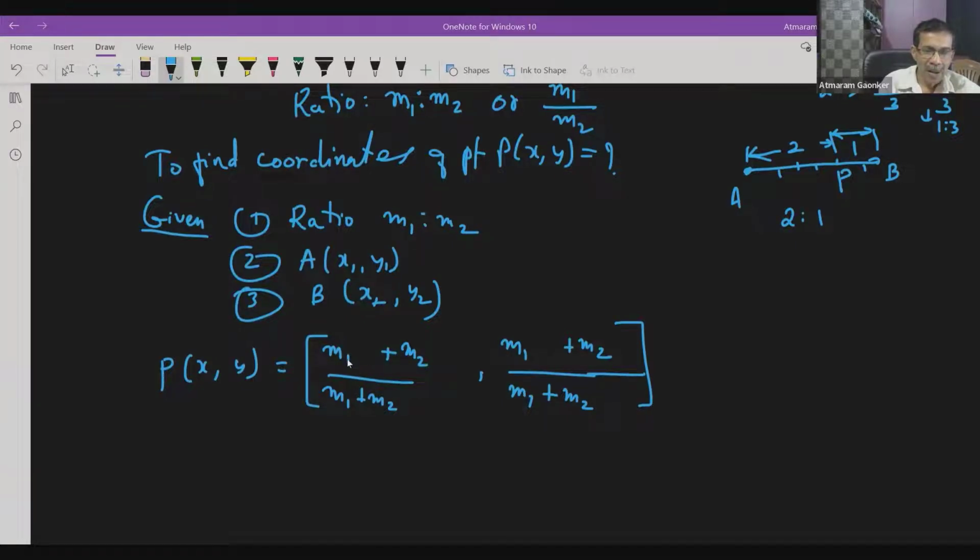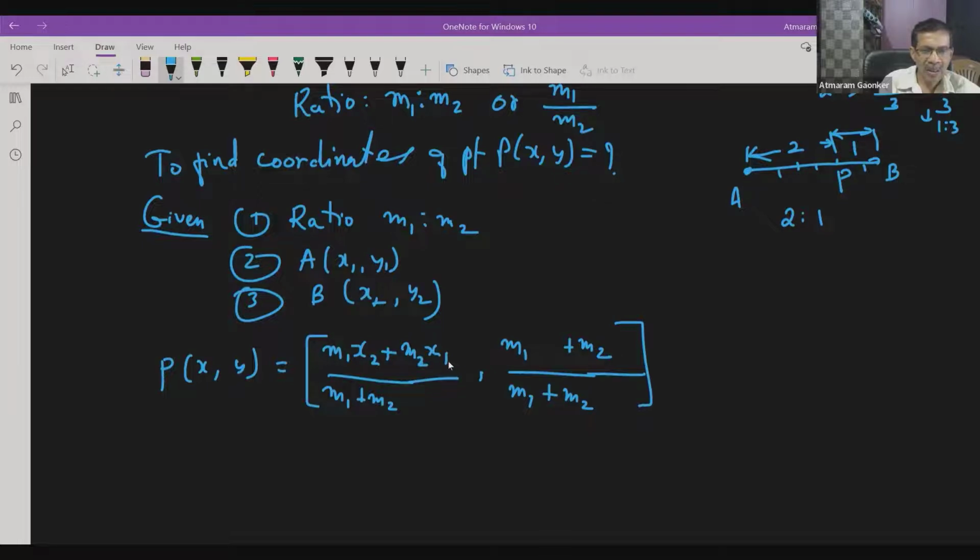Here, with m1, you write x2, 1 and 2. M is 1 and x is 2. And here, along with m2, you will write x1.